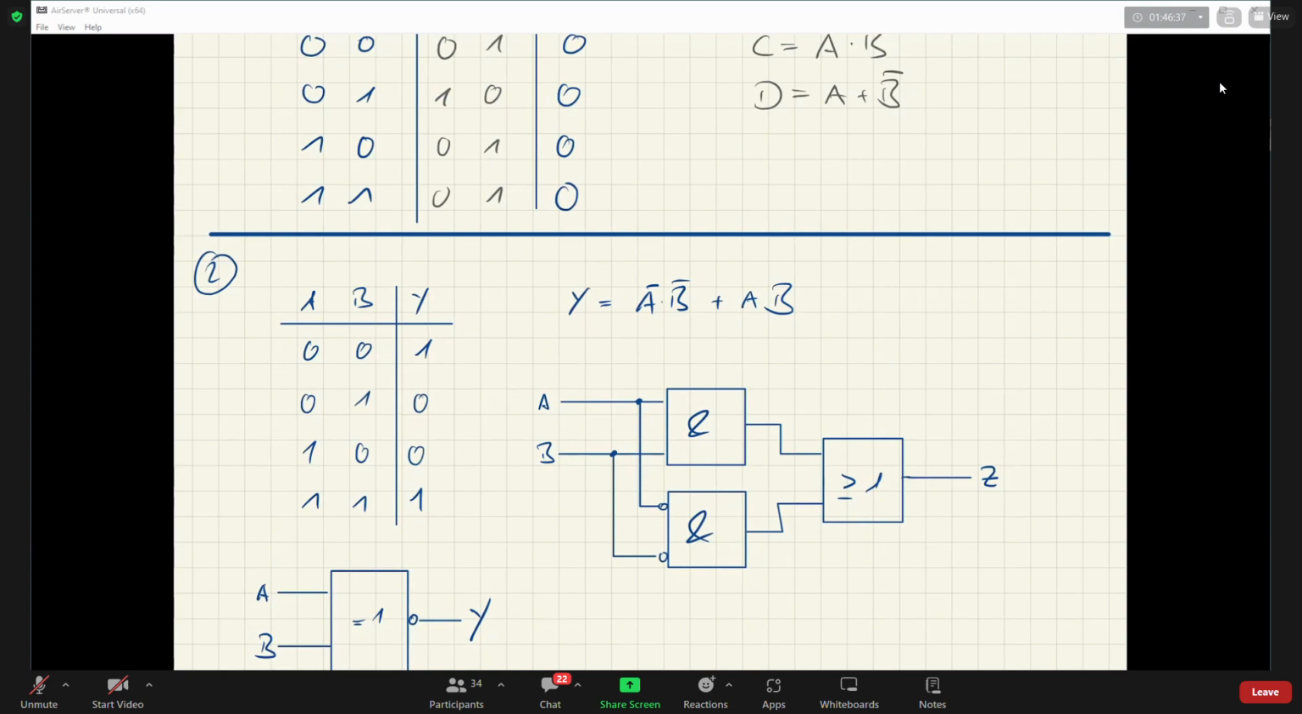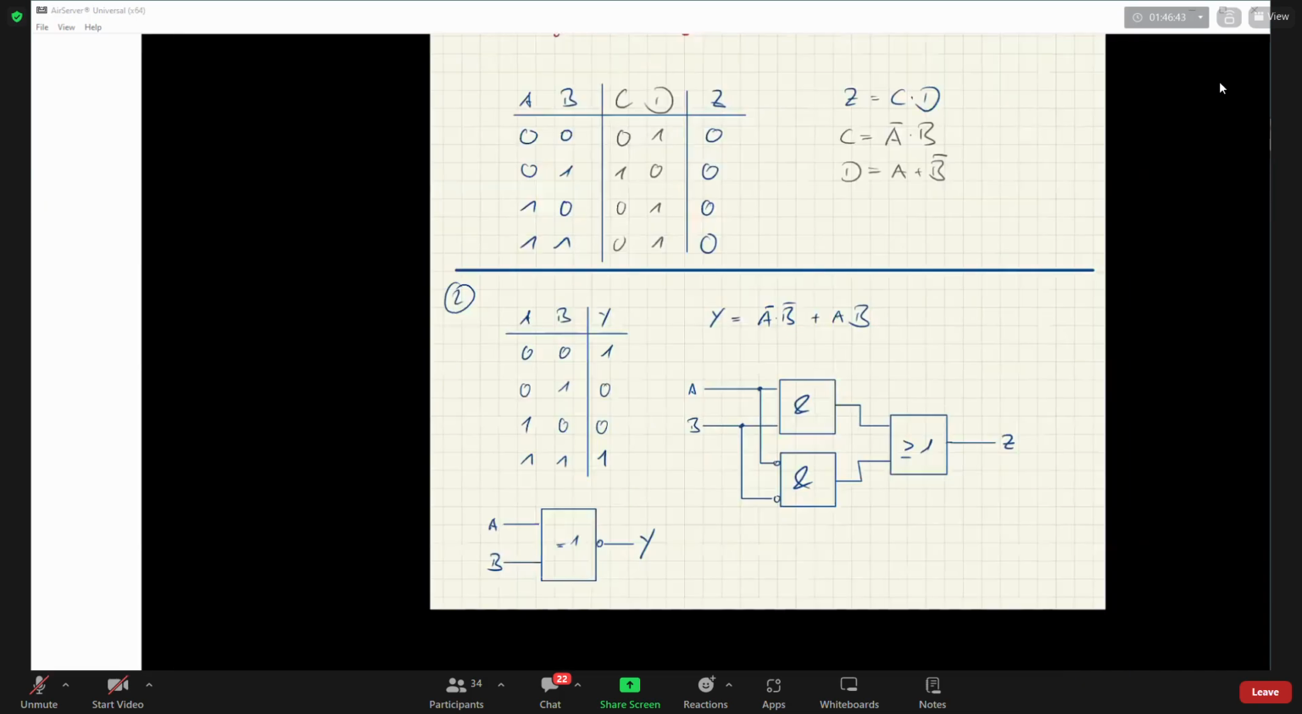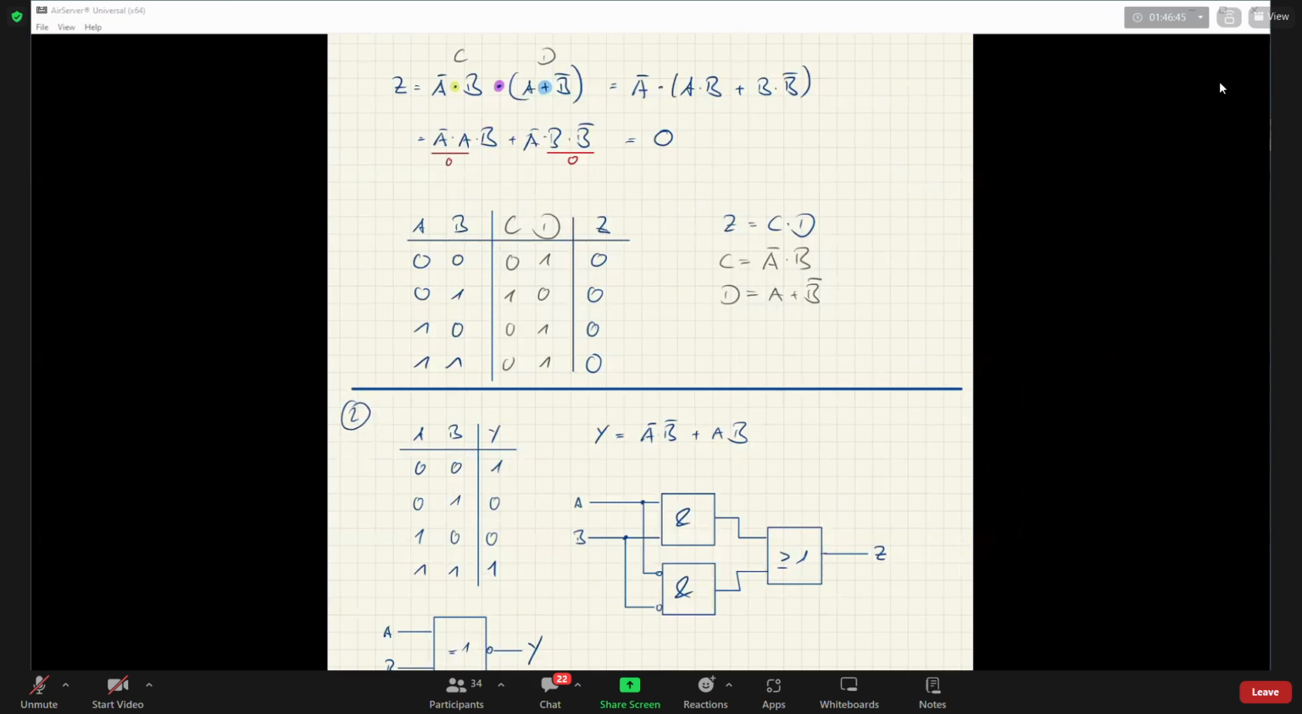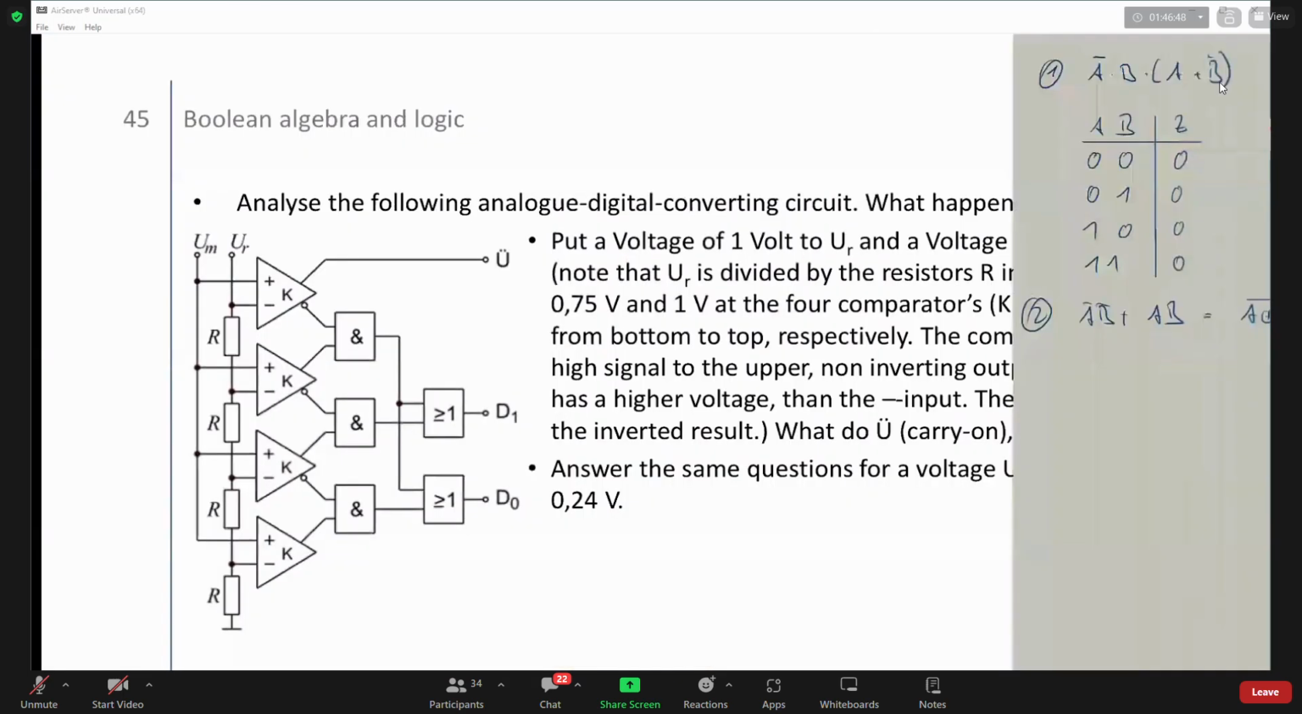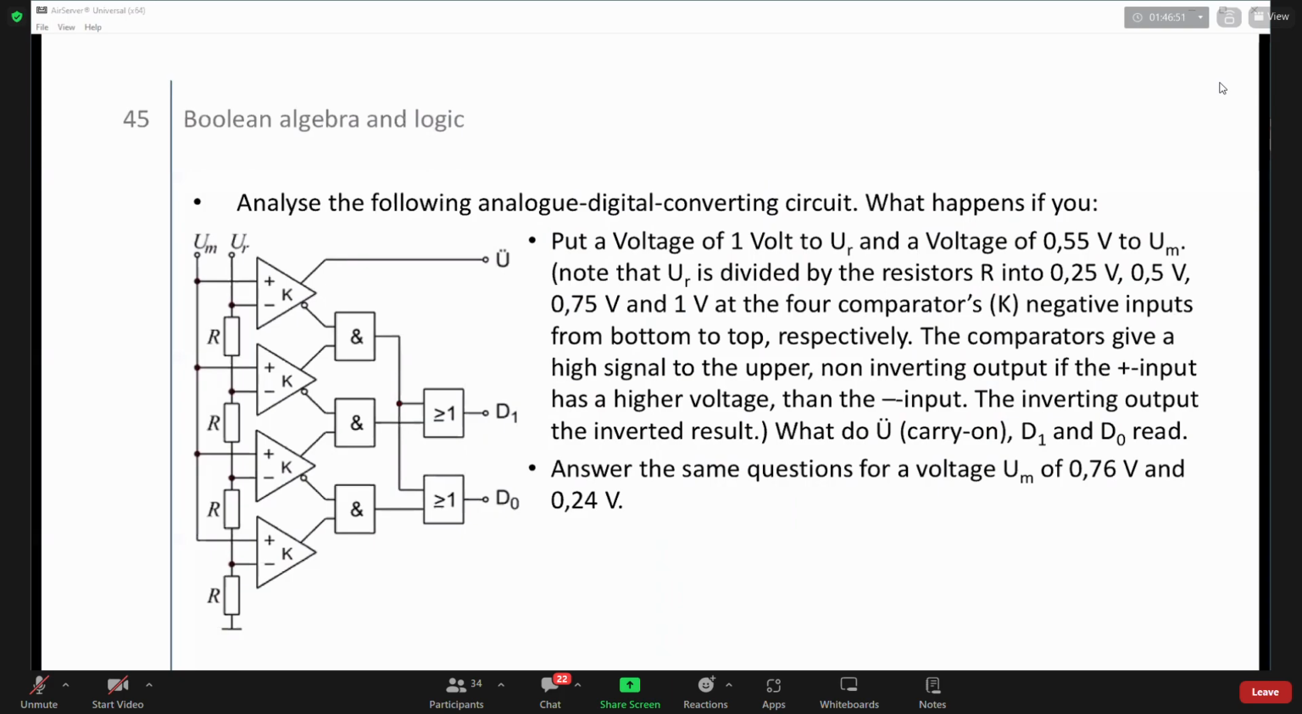Okay, and then there are different further problems we can look briefly through. We already did that one in the lecture, so analyze the following analog digital converting circuit. What happens if you put the voltage of 1 volt to UR and the voltage of 0.55 volts to UM? Note that UR is divided by the resistance into 0.25, 0.5, 0.75, and 1 volt at the 4 comparators and the negative inputs from the bottom to top.